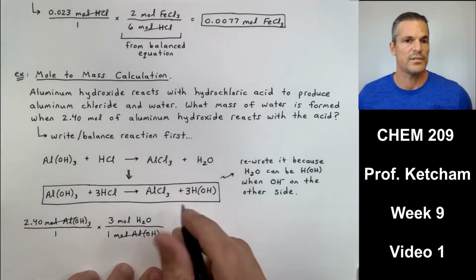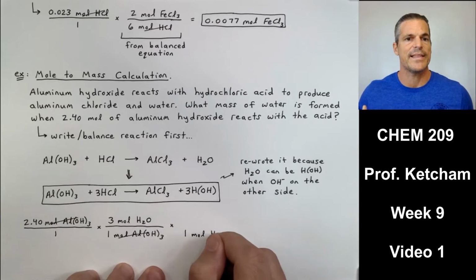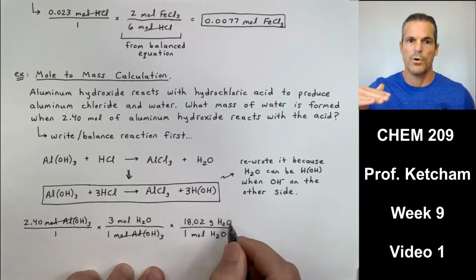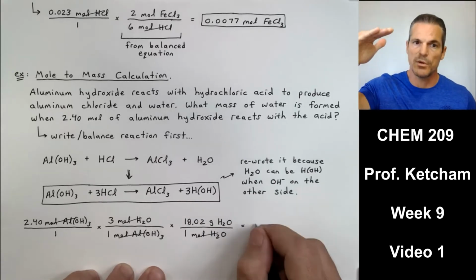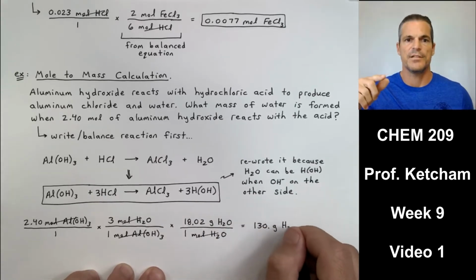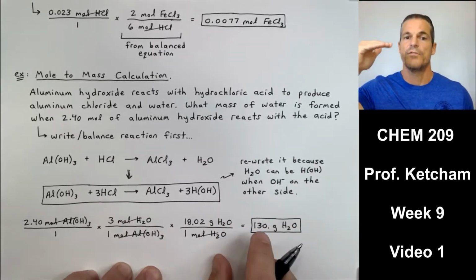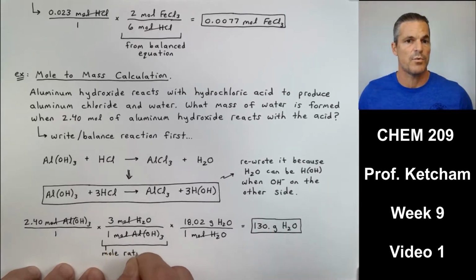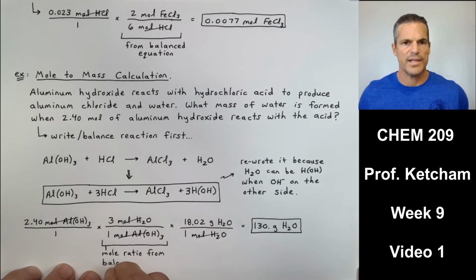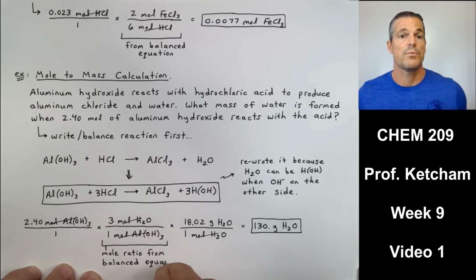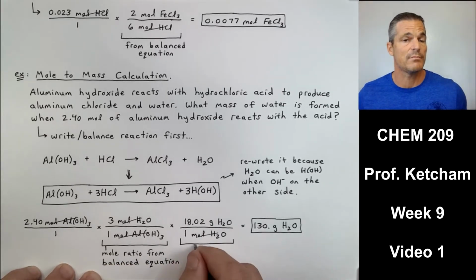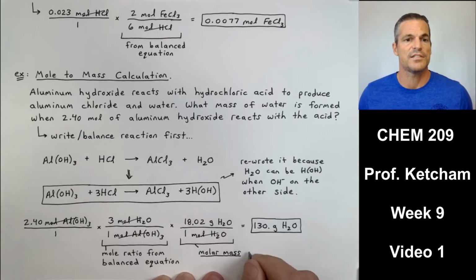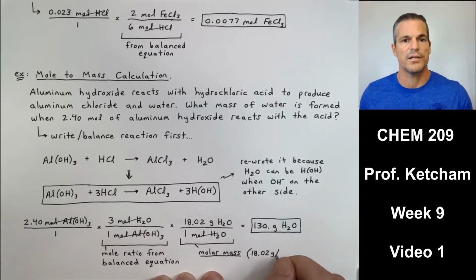2.40 moles Al(OH)3. I've got to get out of moles of Al(OH)3 and into moles of water. So for every 1 mole of Al(OH)3, 3 moles of water, that gets me into moles of water. Now, for every 1 mole of water, there's 18.02 grams of water. Where did 18.02 come from? Well, that comes from the periodic table, right? That's molar mass. So, the mole ratio from the balanced equation gets me into moles of water.